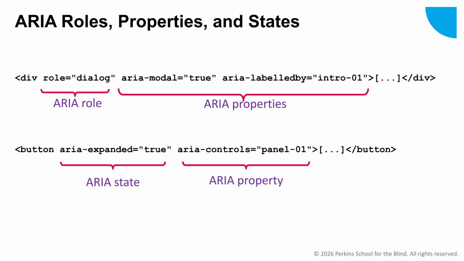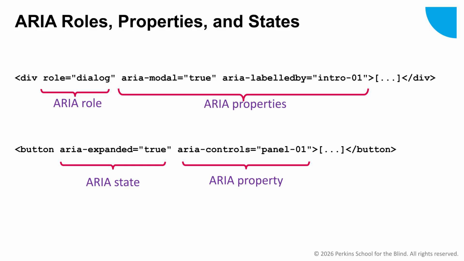First, we have a dialog element, which is implemented as a div element with role equals dialog. This tells the screen reader that the element is a dialog, which is a very impactful design pattern for assistive technology users. On that same element, we have ARIA modal equals true. This property indicates this is a modal dialog, meaning it restricts a user's ability to navigate content outside of the dialog until the user takes an action within the dialog.